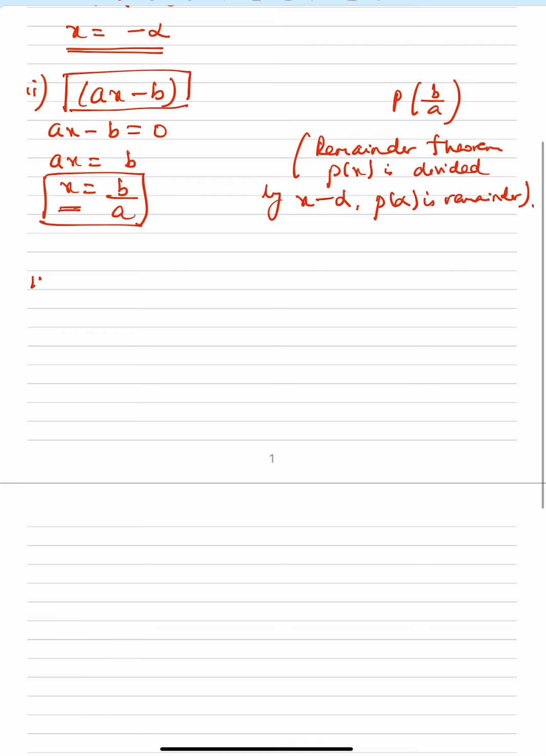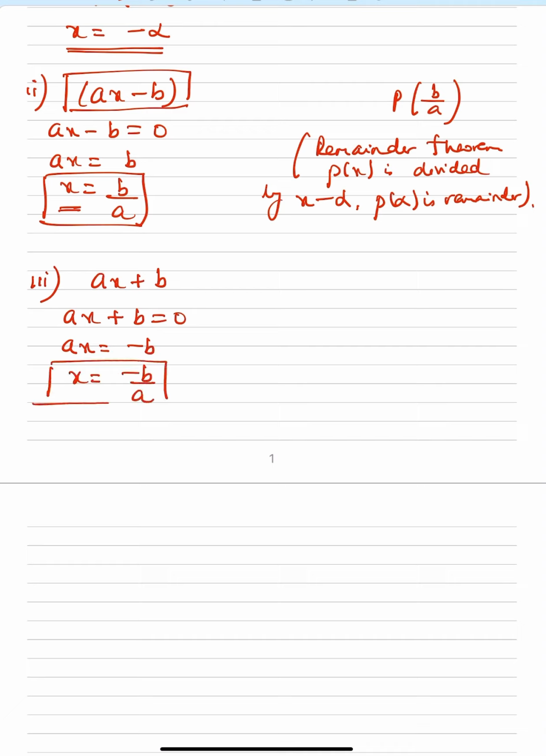Now, the third thing, if polynomial p of x is divided by ax plus b, then what will be the remainder? Again the same thing, ax plus b is equal to 0, so ax is equal to minus b, so x is equal to minus b upon a. Correct? So the remainder will be p of minus b upon a.